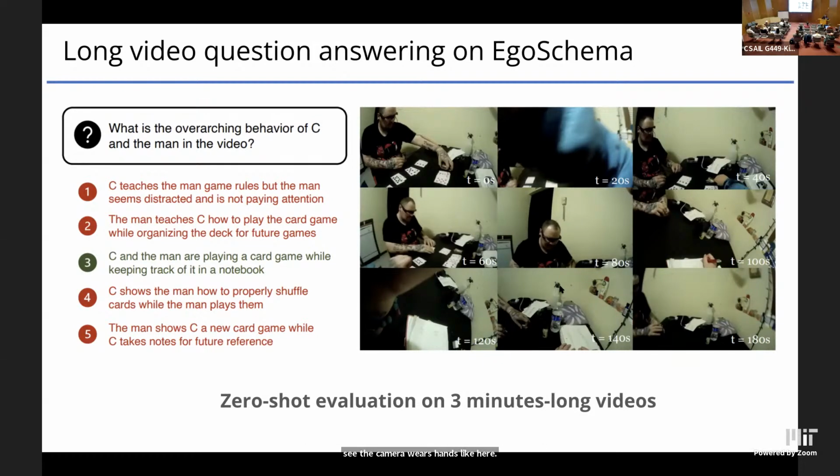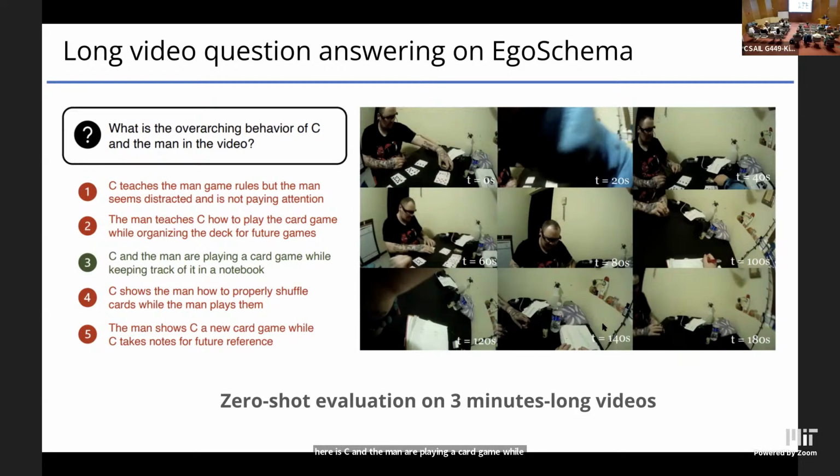And they have questions in this dataset that look like this. What is the overarching behavior of C? C is the camera wearer and the man in the video. And then you're given these options. It could be C is teaching the man game rules, but the man seems distracted, not paying attention. Or the correct answer here is C and the man are playing a card game while keeping track of it in a notebook.